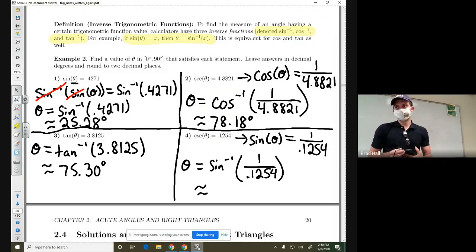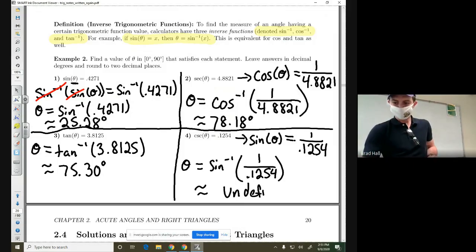What'd you get? Undefined. What'd you get? Same. Is that an error? Well, of course it's an error, but were we supposed to get that? So the answer is in fact undefined.